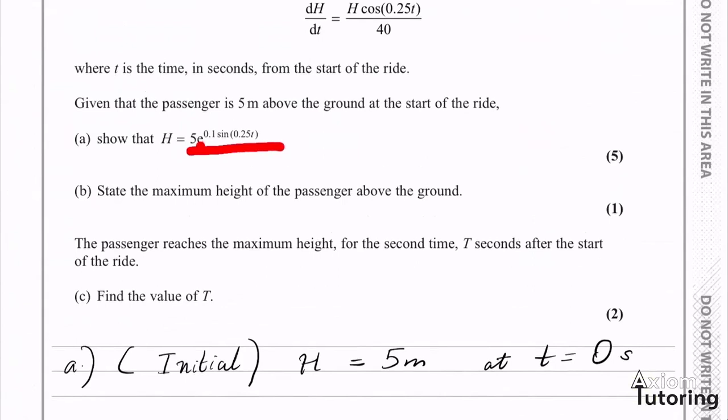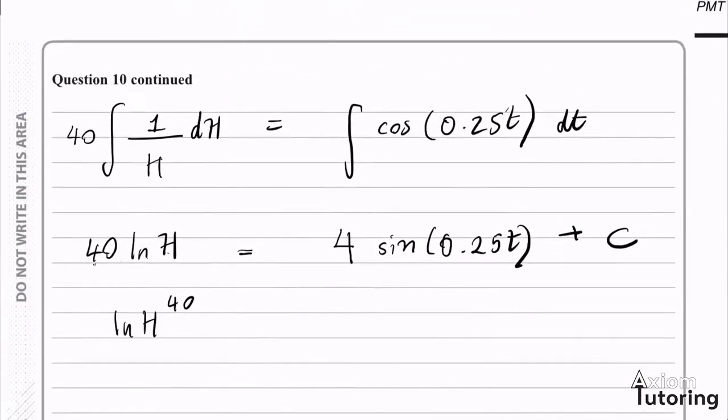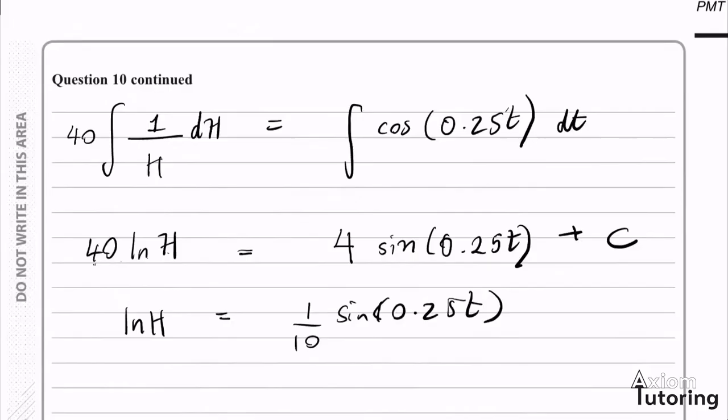Right, so we can see that we have e to the power of 0.1 sine 0.25t. Well, if we do 4 divided by 40, we'll get a tenth, and that's 0.1. So in fact, from looking at our answer, it looks like it might be better to just divide through by 40 first. So let's do that. Ln of h equals 4 over 40, so that's a tenth sine of 0.25t plus c over 40.